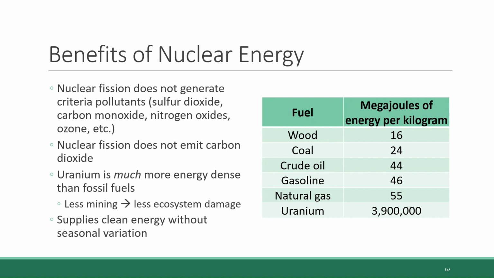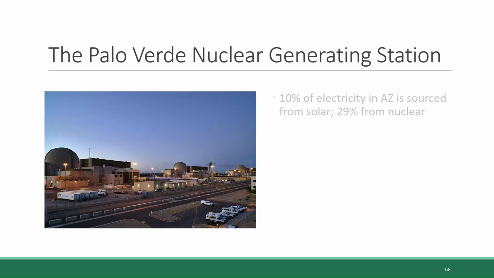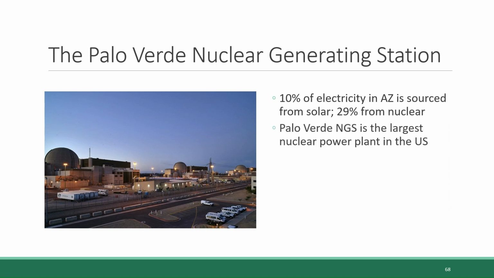Even in Arizona, which is a hotspot for solar energy for obvious reasons, we get 10% of our energy from solar, but almost three times that, 29% from nuclear. And that's thanks to the Palo Verde nuclear generating station. Palo Verde, which is located near Tonopah, west of the Phoenix area, is the largest nuclear power plant in the country. It produces 32 million megawatt hours of energy every year.